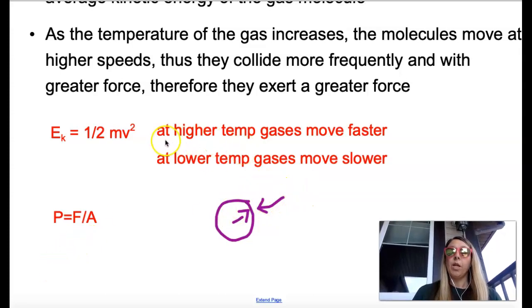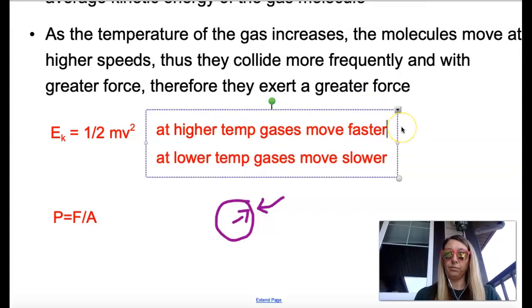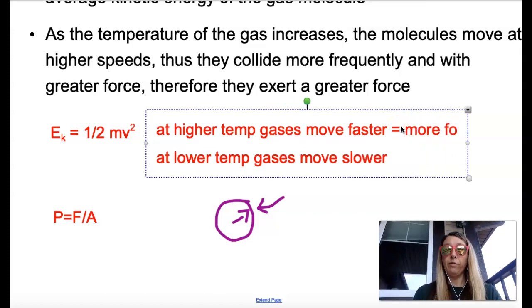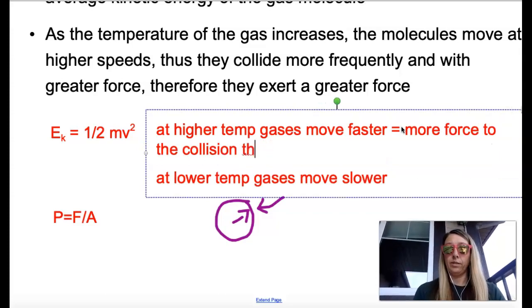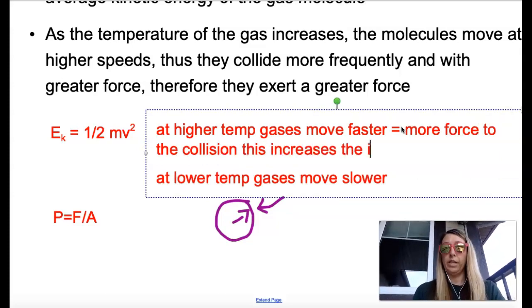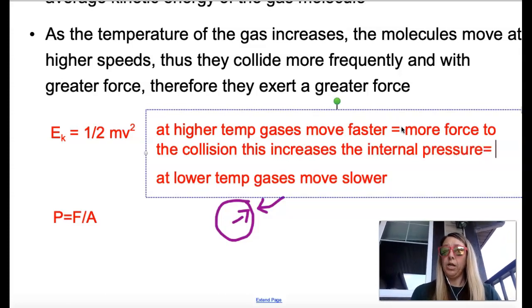Okay, so because at higher temperatures they are moving faster, we can say that this means there's more force to the collision. Okay, this increases the internal pressure. So now we have that pressure imbalance. So how are we going to fix the pressure imbalance? Well, we can't change how much force they're hitting with because that would involve changing the temperature. We're not changing the temperature again. But what we can change is the volume of the container.